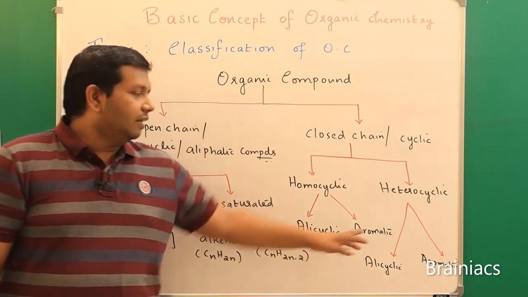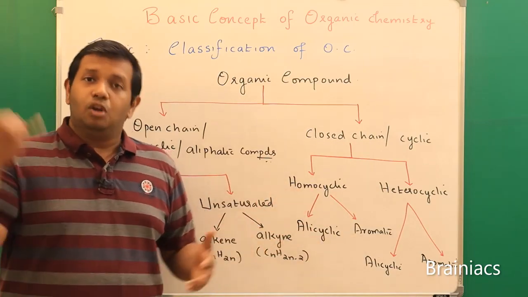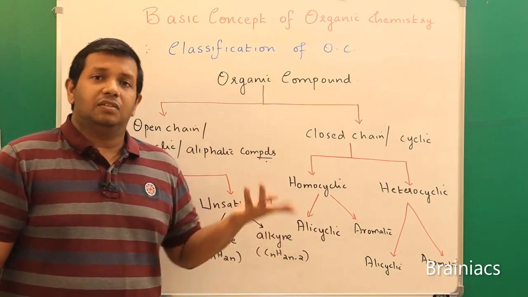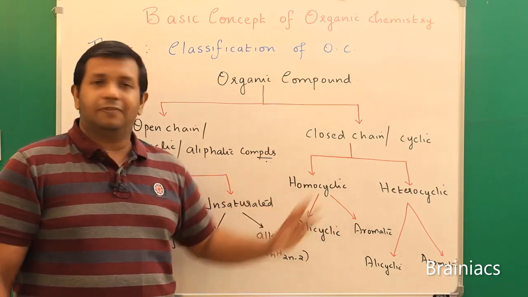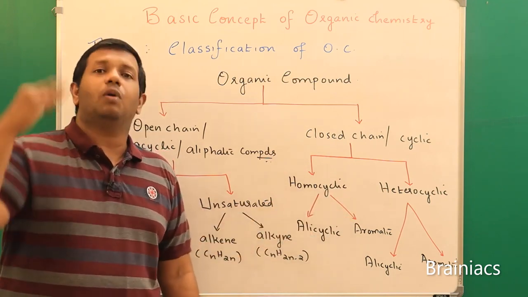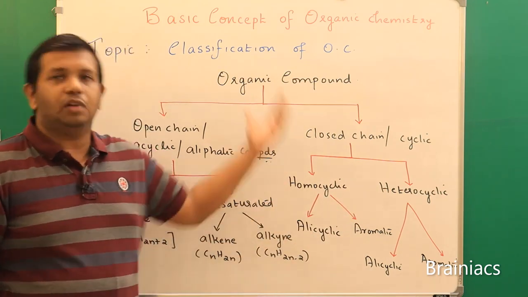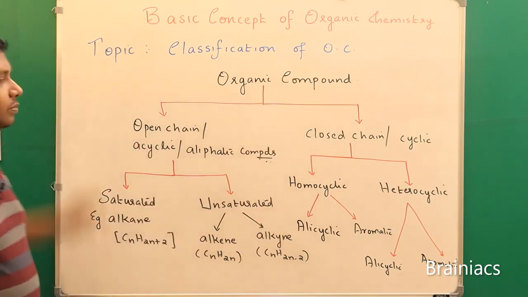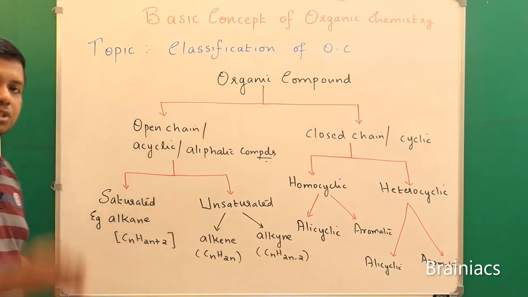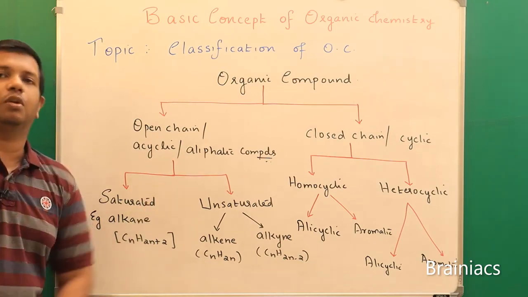Here aromatic is further classified. This can be aromatic, it can be non-aromatic, or it can be anti-aromatic. We will try to see those examples also. So I hope the classification is very clear for you. Next we will see how to check whether a given compound is aromatic or not.